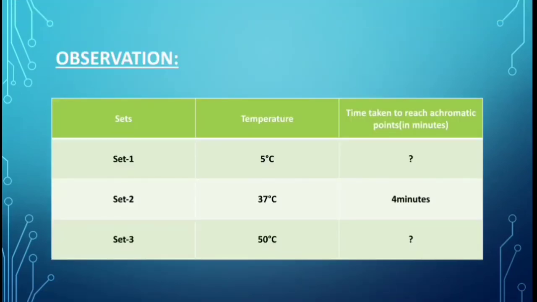And now the next thing, that is the observation. For set 1, which we have kept close to 5 degrees Celsius, the achromic point will be close to 10 to 12 minutes. For the second setup, as I said, we will observe the change of coloration within 4 minutes, at the 4 minutes. And for set 3, the color will also take time to change, 10 to 12 minutes.